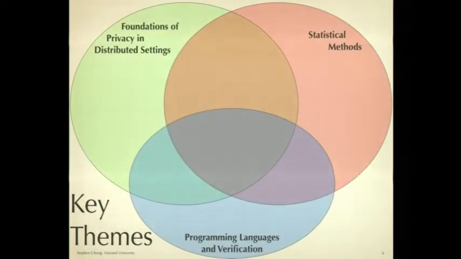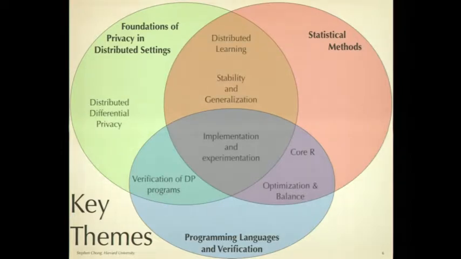We have 3 key themes for this project: the foundations of privacy in distributed settings, statistical methods, and the third theme, programming languages and verification. And of course, within this project, most of the work and much of the excitement is really at the intersection of these areas. So for example, even though we're considering the foundations of distributed differential privacy, we're also concerned with stability and generalization. So how statistical methods interact with techniques for privacy, along the lines of what John was talking to us about this afternoon, about preventing false discovery.